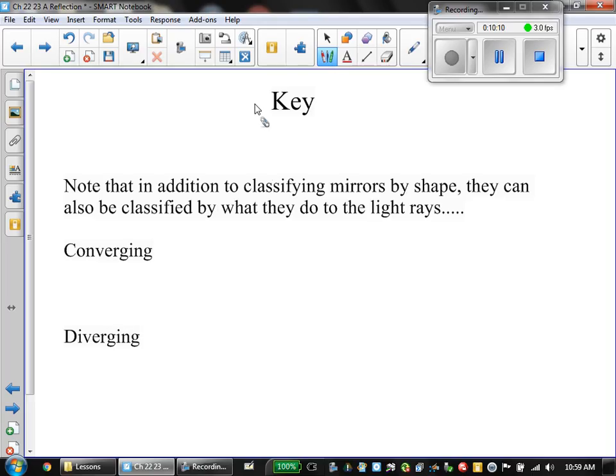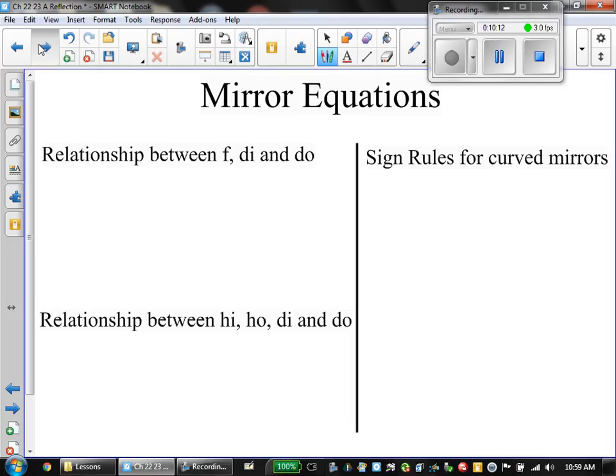Now the last thing I want to do is give you the mathematics for this, and I'm just going to give you the equations. The equation for relating the focal length to di and do is written as 1 over f equals 1 over di plus 1 over do. That's something you can confirm in the laboratory, but I usually just tell people that's the equation. Just be careful. You can't flip it over. You can't say f equals di plus do.